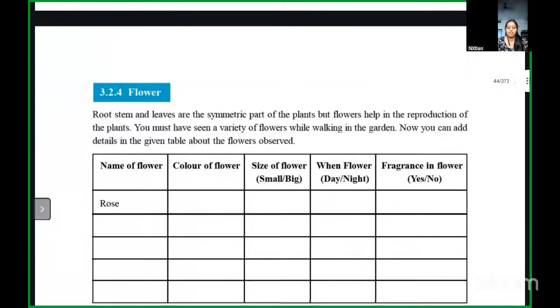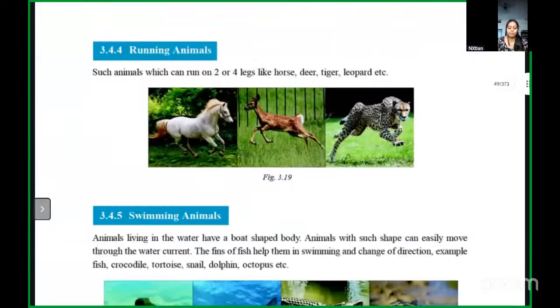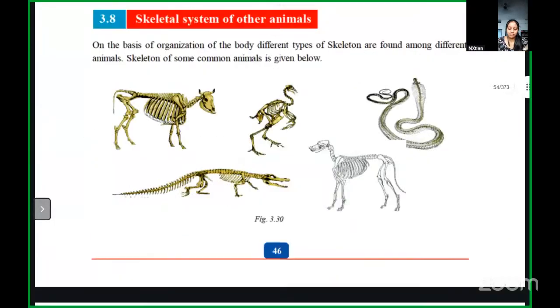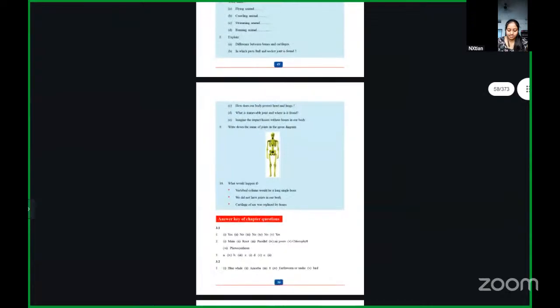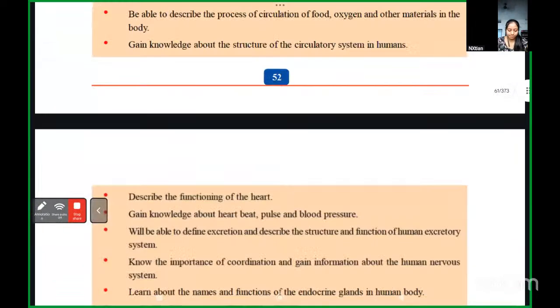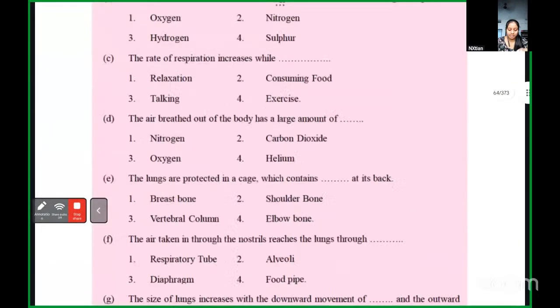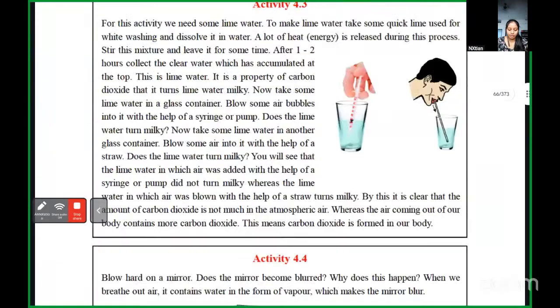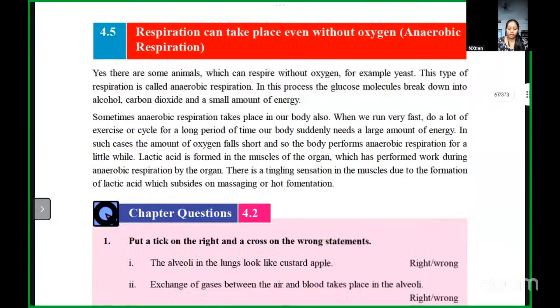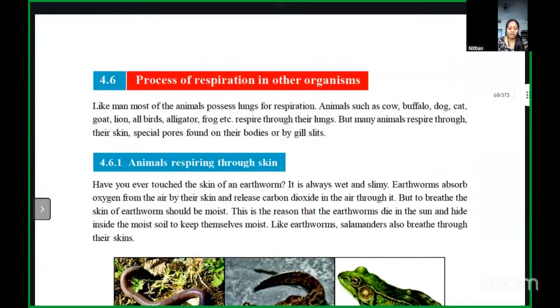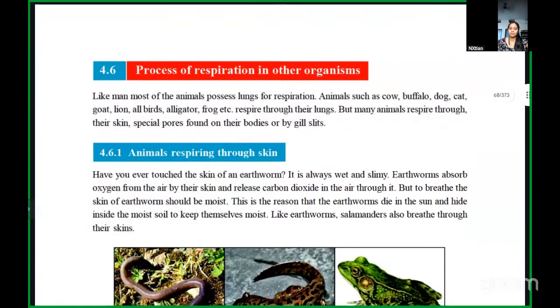Yes, we have been doing biological processes part one, and in biological processes part one, we yesterday talked about anaerobic respiration and how the process of respiration takes place in other organisms, various ways in which other organisms respire.